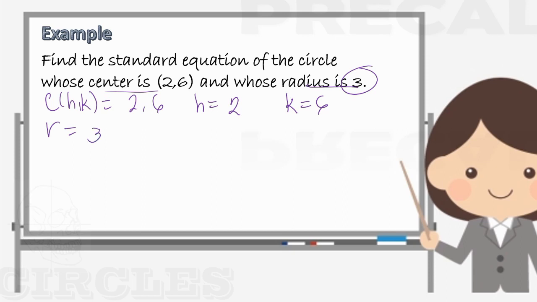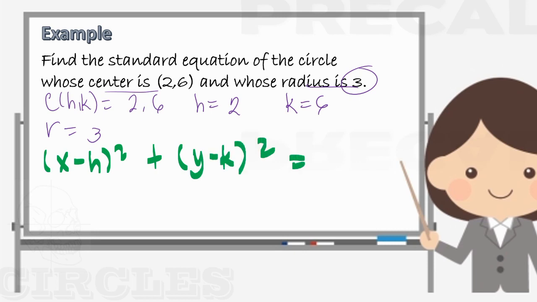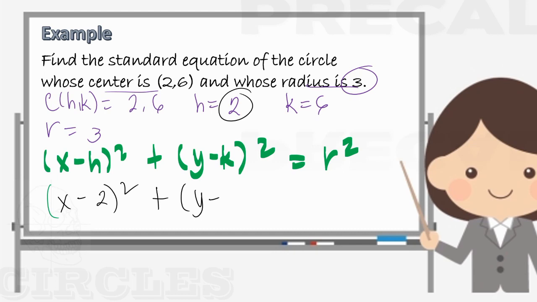So, again, standard form ng circle: x minus h squared plus y minus k squared is equal to r squared. Tandaan niyo na ba yung formula? Kasi paulit-ulit lang, di ba? So, direct substitution. Yan. x minus yung value na h is equal to 2 squared plus y minus k is equal to 6, squared is equal to r. Yung r natin is 3.